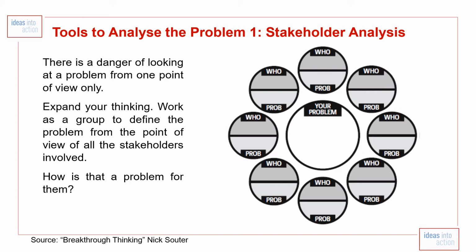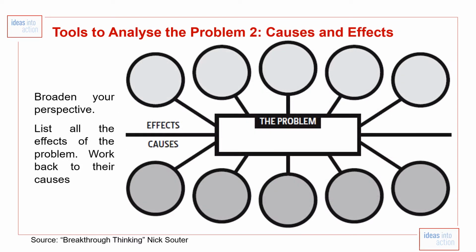The second tool we can use to analyse a problem is another nice one from Nick Suter's book Breakthrough Thinking. It's called Causes and Effects. And again, it aims to broaden our perspective. We should list all of the effects of the problem and work back to their causes. And this gives us a good overview of the effects and different people affected and the range of causes that are perhaps behind the problem.